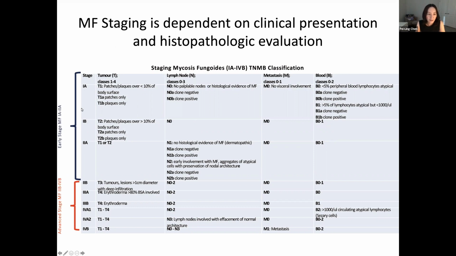Besides T stage, we also examine lymph node, distal site involvement, as well as blood involvement to derive the final clinical stage for MF. And anything from T3 or beyond, clinical stage 2B to 4B, and histological stage T3 and beyond, is considered advanced stage MF.